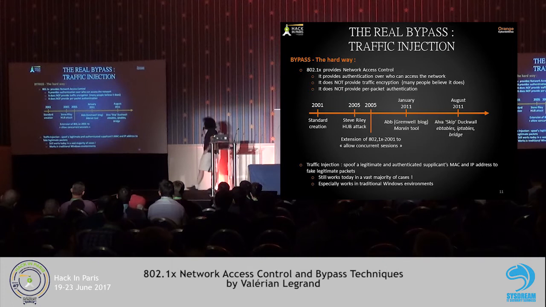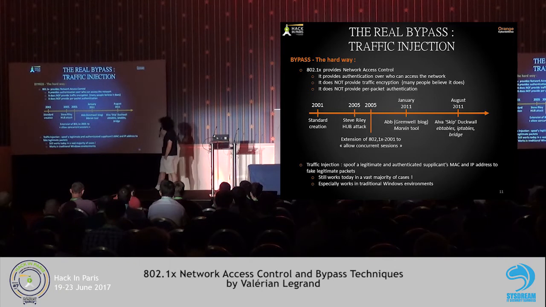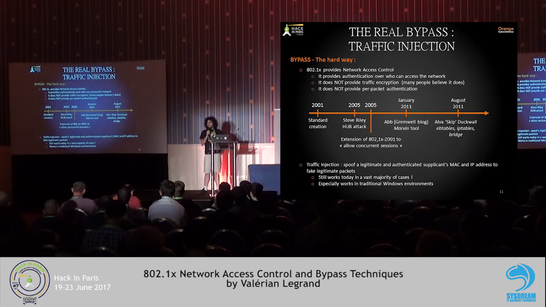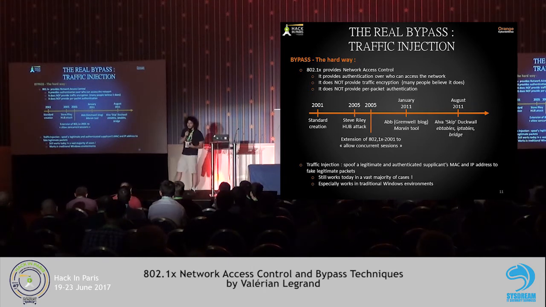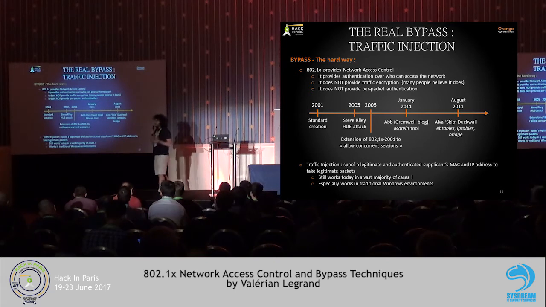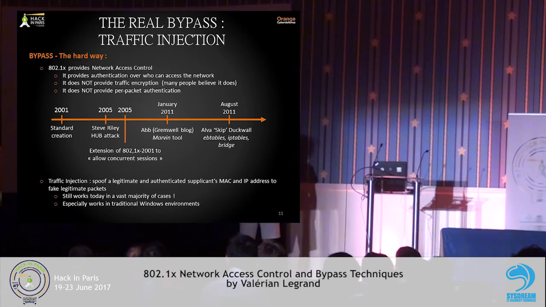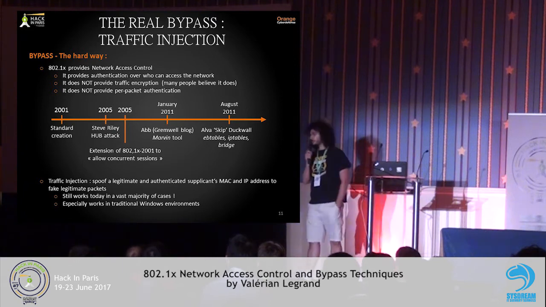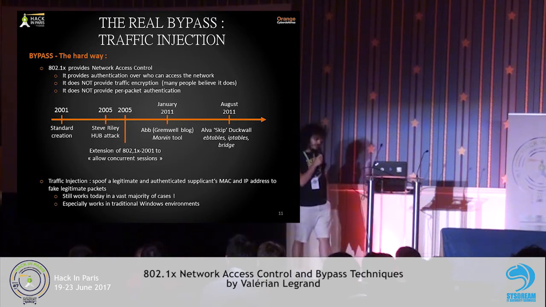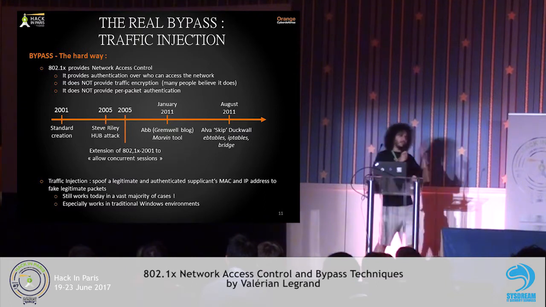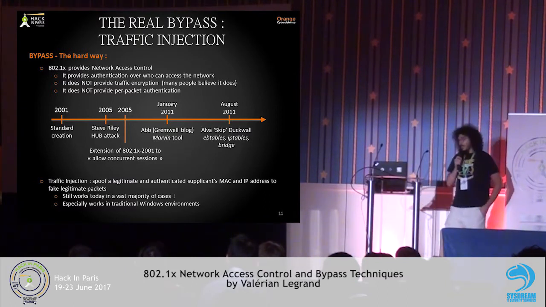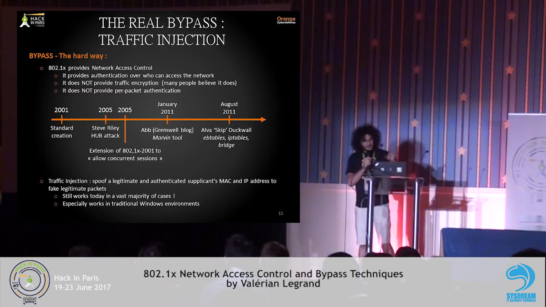But in January and August 2011, Ab from the Graham blog and Alva Duckwall created one tool and a script that improved upon Steve Riley's attack to just add some spoofing features. Basically, now you still insert yourself between the switch and the legitimate device, but you spoof the legitimate device's IP and MAC addresses, and it works. And it's still valid today. You can still do this today. And this is called traffic injection. So we will focus on this from now on.